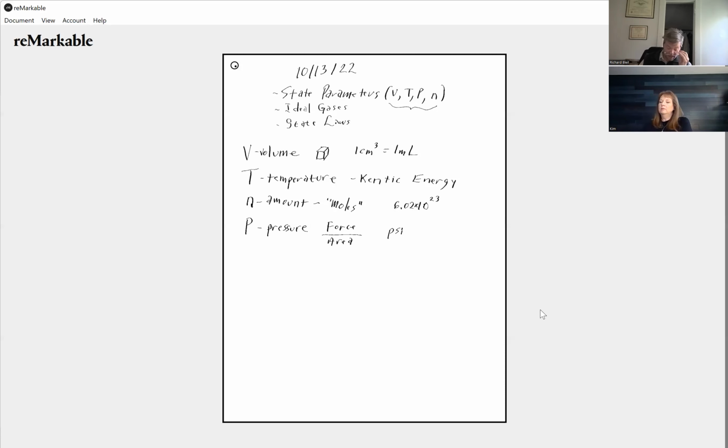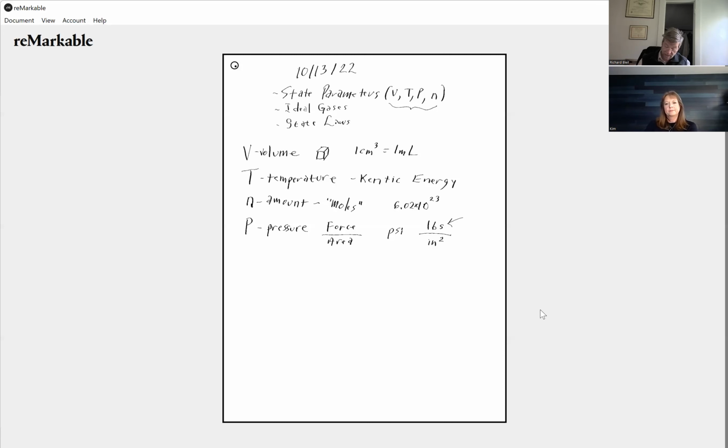35 PSI. PSI stands for pounds per square inch. Force, pounds, not kilograms. Kilograms is mass, not pounds. Force is how hard something is pressing against something else. If I weigh 160 pounds, that means that I am exerting 160 pounds of force on the earth. Pounds is a force, not a mass.